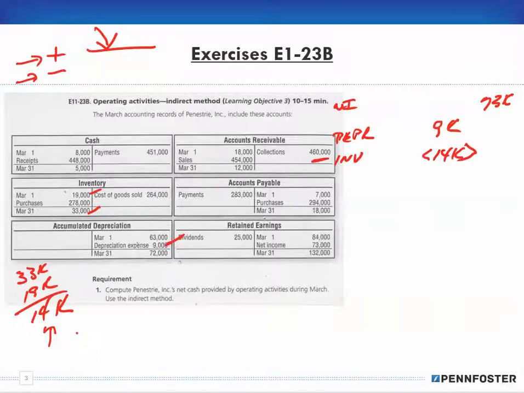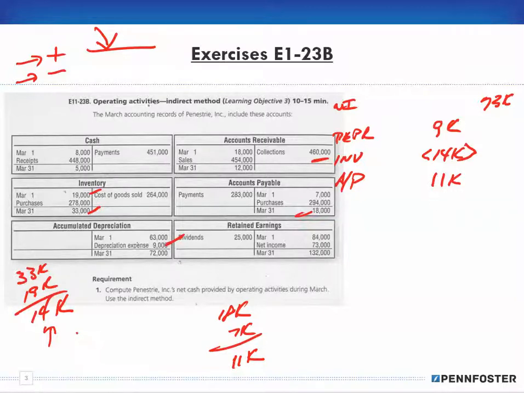Then the next thing is our accounts payable. I have 18,000 for our accounts payable, and I have 7,000 for the beginning, and the difference between that is $11,000. So our accounts payable increased, and that's going to be an additional $11,000. Why? Because we didn't pay out the cash just yet.